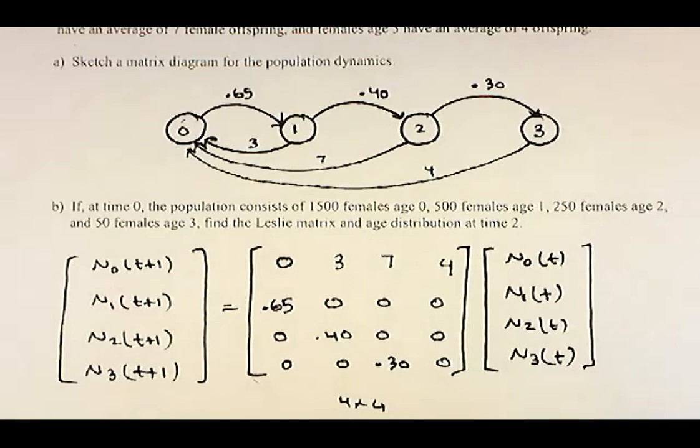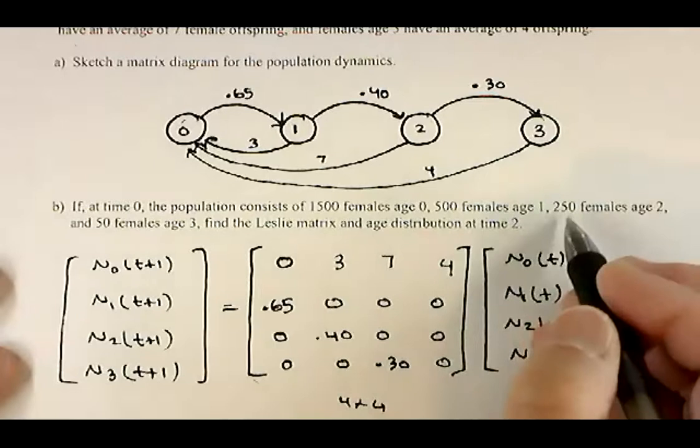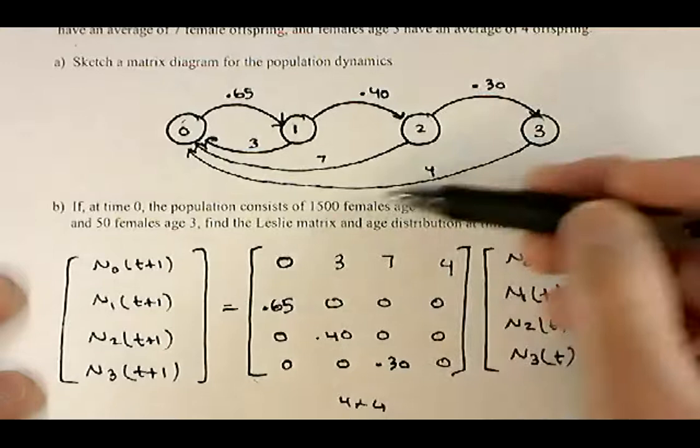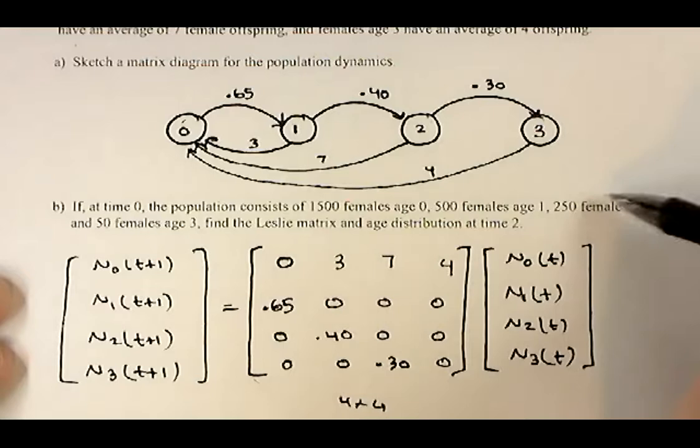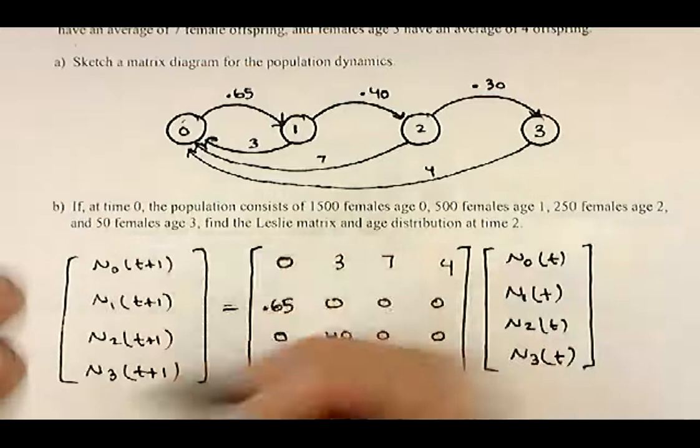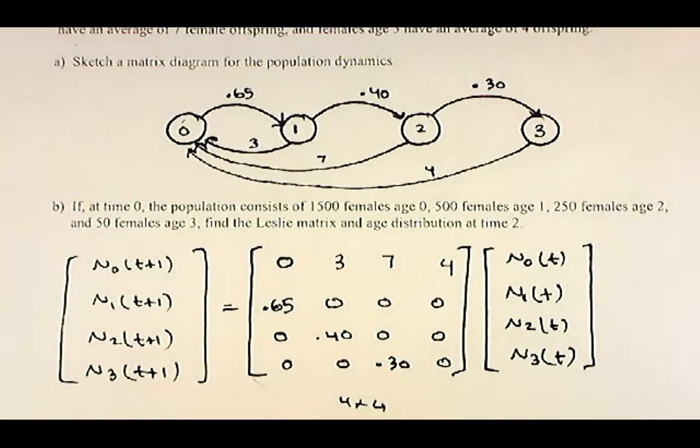And again, I stole these notes from something we are going to do later on. Let's not worry about it now, but if you had numbers like so many females of age 0, age 1, age 2 and age 3, you could put that in right here, multiply out, and find out what your population is in the next generation. That's coming later. Right now, it's more about setting up the matrix diagram.